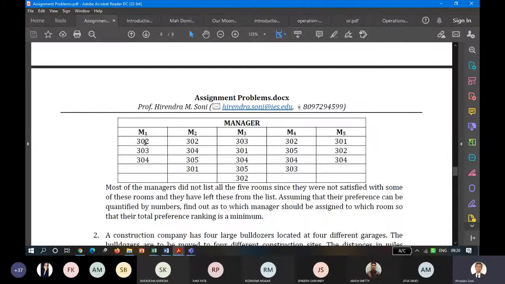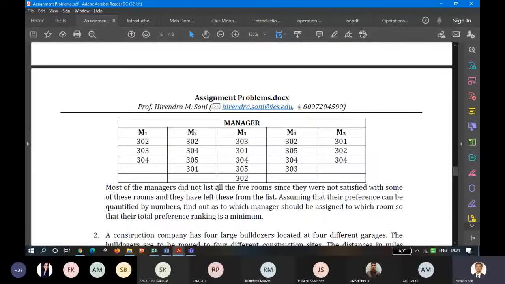M1 has given a preference for 302. That was his first preference. 303 is the second preference. 304 is the third preference. He doesn't want any other room. ये 3 मिलेगा तो ठीक, नहीं तो रूम नहीं चाहिए. Okay. M2 has given preference for 4. M3, थोड़ा सा flexible आदमी है. He gave preference for all. Okay. M4 4 and M5 3.